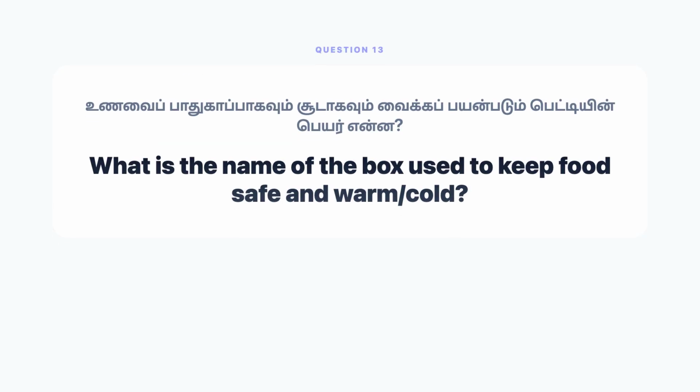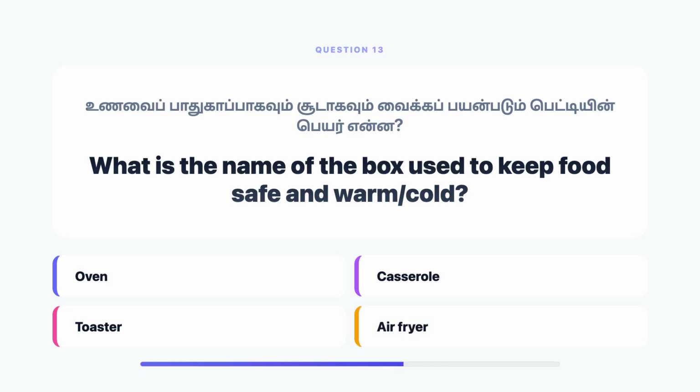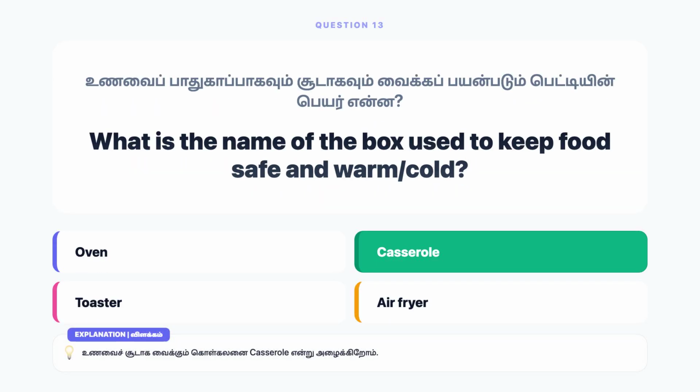What is the name of the box used to keep food safe and warm or cold? Oven, casserole, toaster, air fryer. And the correct answer is casserole. Excellent. You got it right.